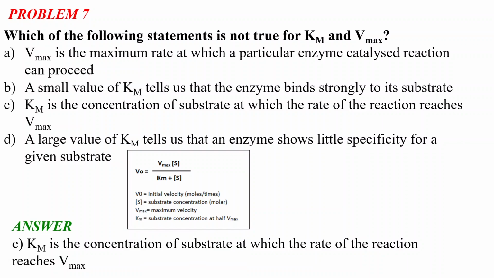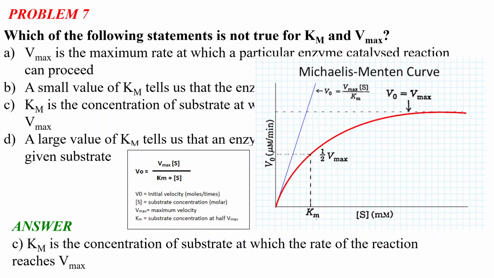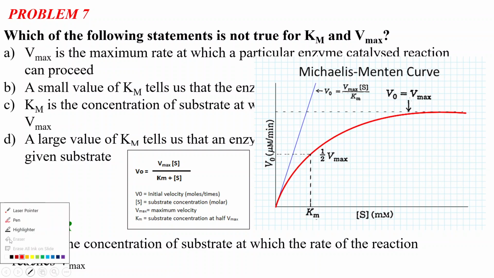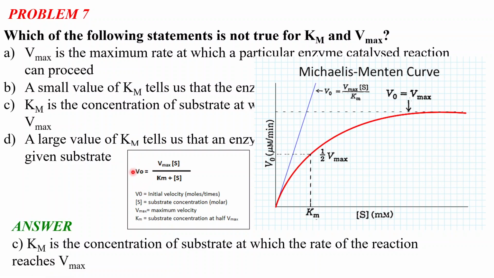So this is the equation which is called the Michaelis-Menten equation, and this is the curve which is called the Michaelis-Menten curve. It is a very important reaction, and all of you must remember this formula. V0 is the initial velocity, in terms of moles per time.